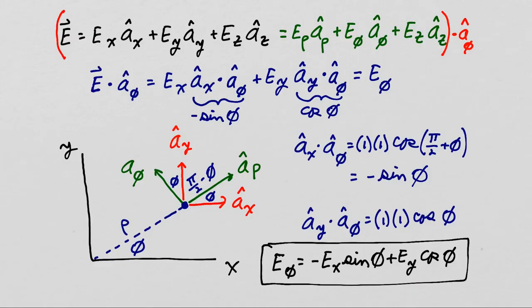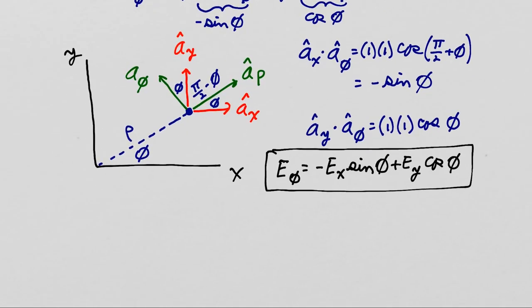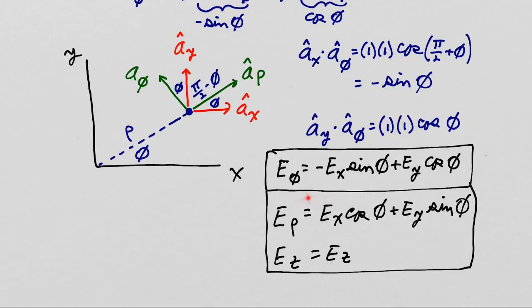Let's collect our results then. Here is our previous result for the component in the rho direction, and the components in the z direction are the same between the Cartesian and the cylindrical coordinate system. So here are the general expressions for converting a vector from representation in Cartesian coordinates to one in cylindrical coordinates.